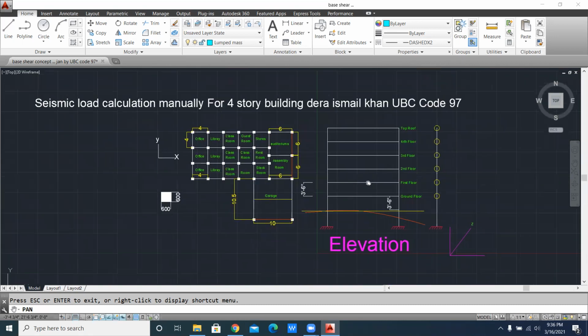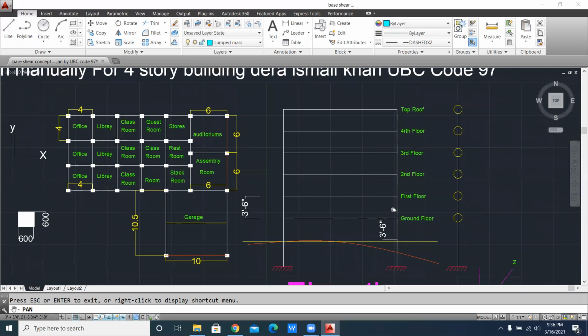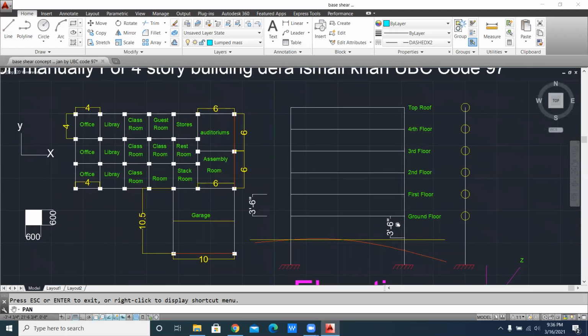You have to understand the lumped masses, that is, the seismic load calculation for a story building in Dera Ismail Khan in UBC code 97. There are different types of methods you can use to find out the seismic load analysis.